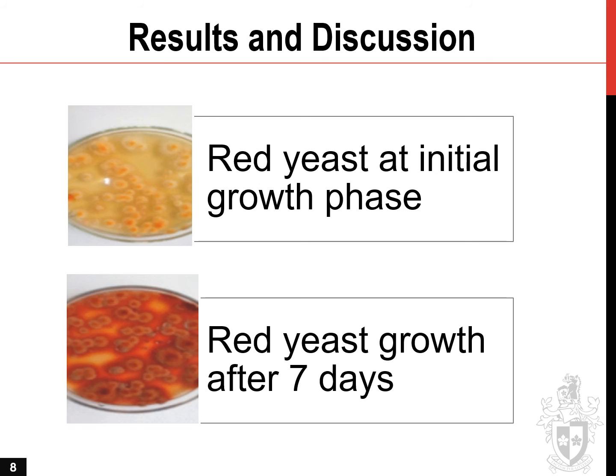Here we have visual results of the red yeast growth on an agar plate at its initial growth phase and its growth after 7 days. During its initial growth phase, we can see there are only slight light orange pigmentations on few spots on the agar plate. However, after 7 days we can see that there are dark orange or red-brown colored pigments all over the surface of the agar plate.